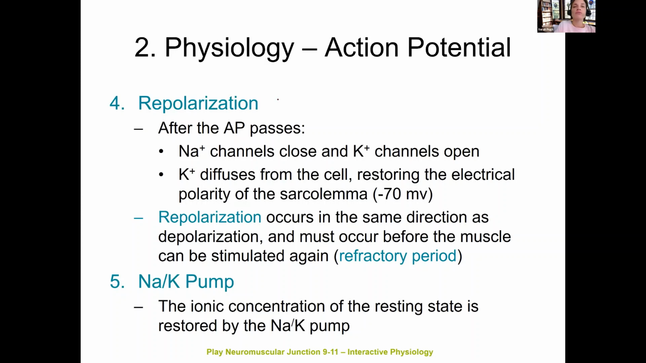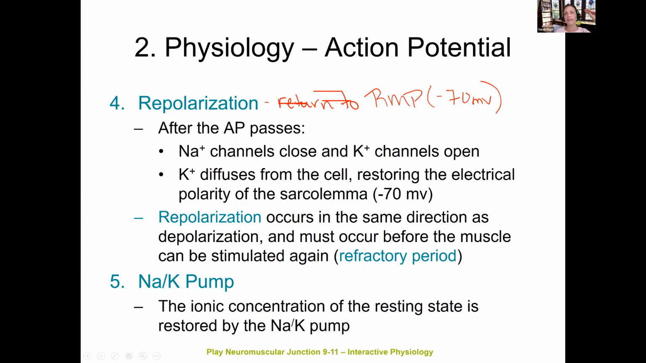It's just return. We need to return it to resting membrane potential. Okay, so we just got to get it back to that negative 70. Put that up here. So how we're going to do that?